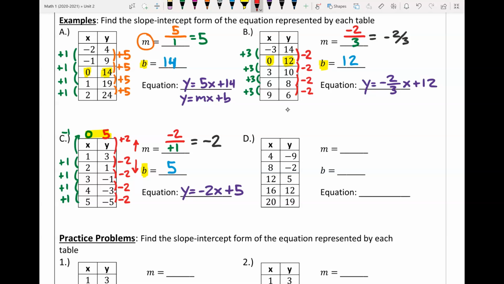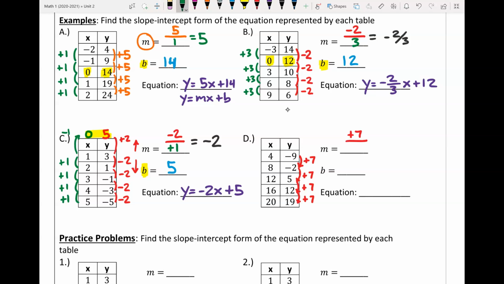All right, change in my y from negative 9 to negative 2. Looks like I'm adding 7. From 2 to 5, also adding 7. From 5 to 12, adding 7. And 12 to 19, adding 7. All right, so positive 7 is my change in my y value.